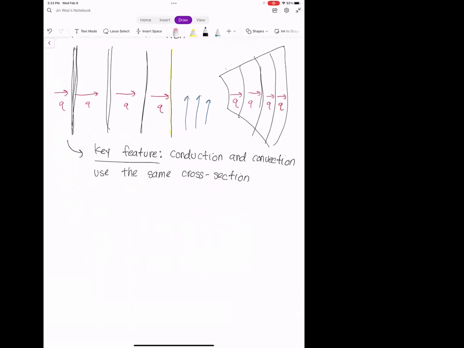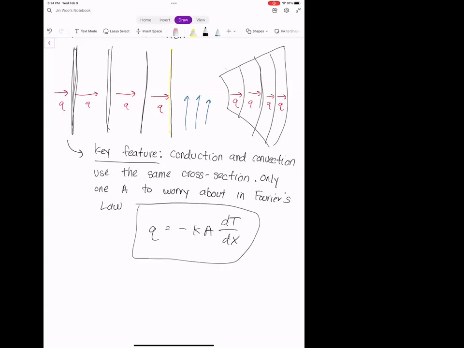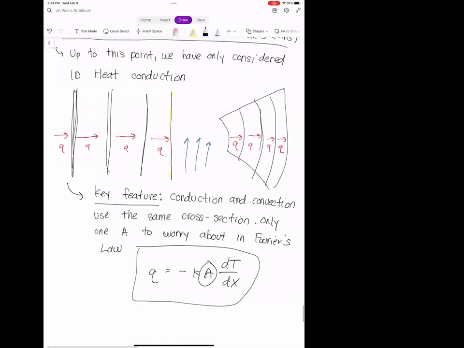And so when we compute Fourier's law, there's only one A. And so we have Q is equal to minus k times A dT/dx. Right. And so when I say that conduction and convection use the same area, then whether we're doing Q of convection or Q of conduction, this A here is exactly the same. All right. And so up to this point, that's been totally fine, right? There's nothing wrong with that. And in fact, a lot of interesting practical situations can fall into this category. But it's not every single thing that's out there.